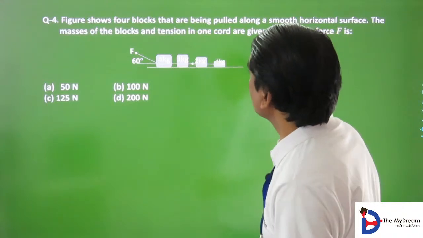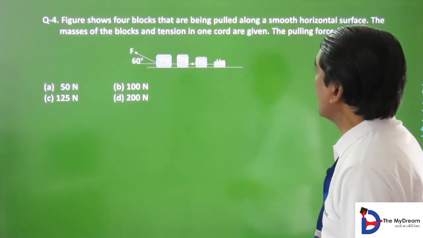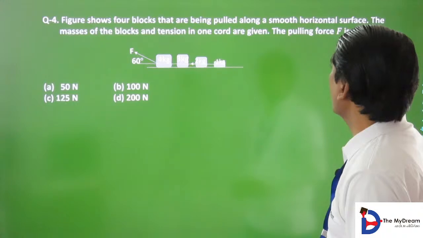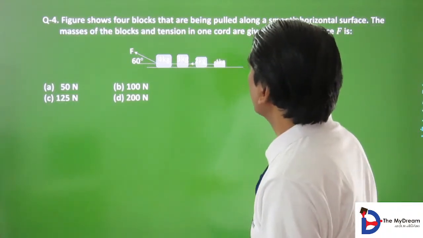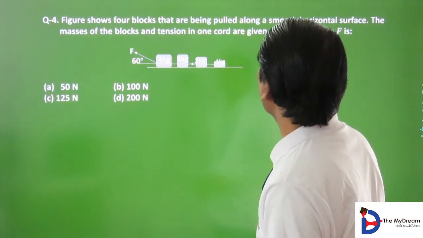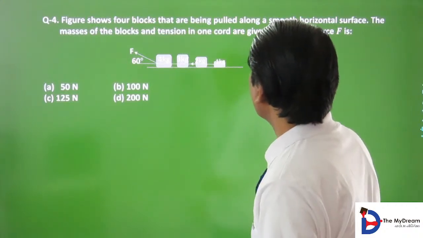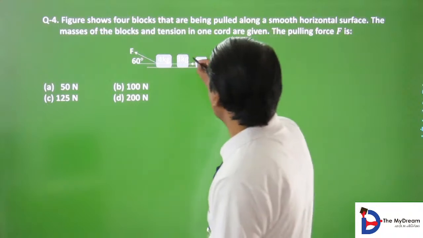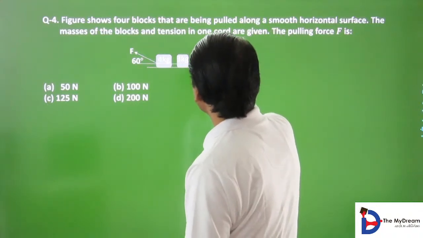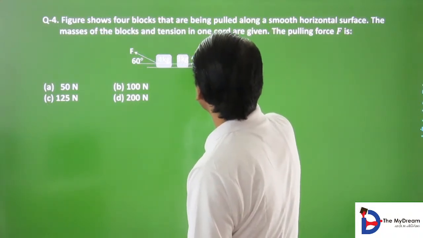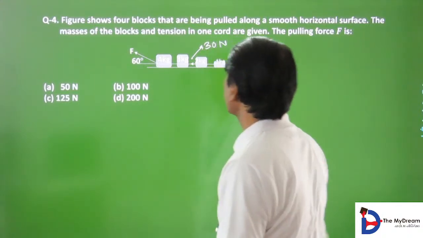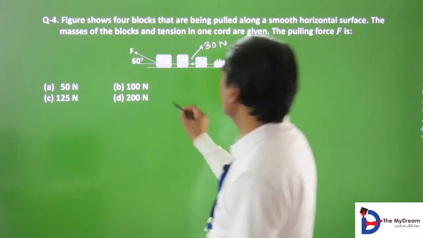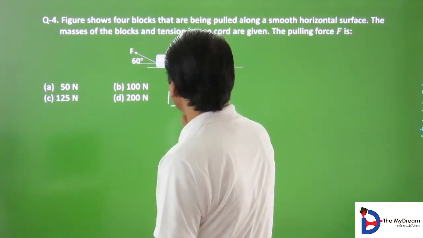The figure shows 4 blocks that are being pulled along a smooth horizontal surface. The masses of the blocks are given to you, and the tension in one cord is given. The tension in the one cord is 30 Newton. So this one is of 4 kg.